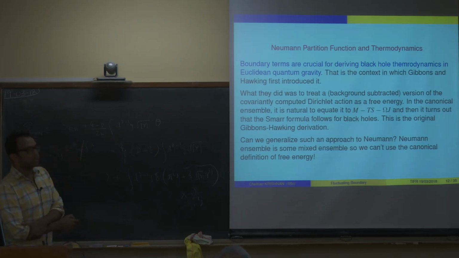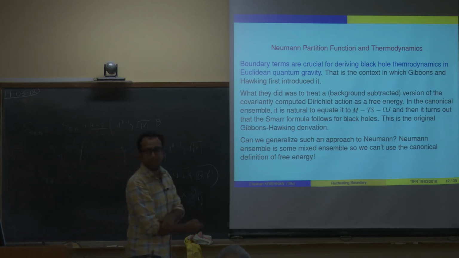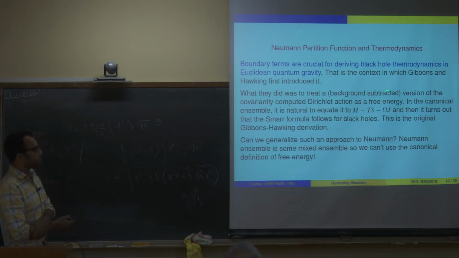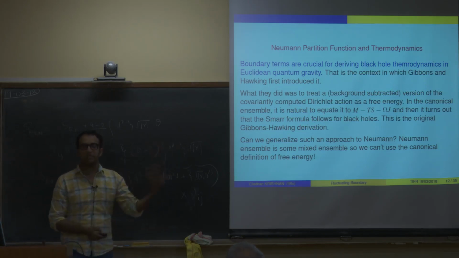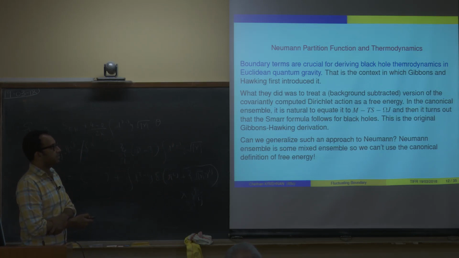Let me just say in words, because many of the things I'm going to say are a summary of a couple of papers, so it is somewhat qualitative, but please feel free to ask questions. What they did in their paper was that they covariantly computed the Dirichlet action as a free energy, and they did a background subtraction to make things finite, which is kind of ad hoc, but it did the job. And then they worked in the canonical ensemble.